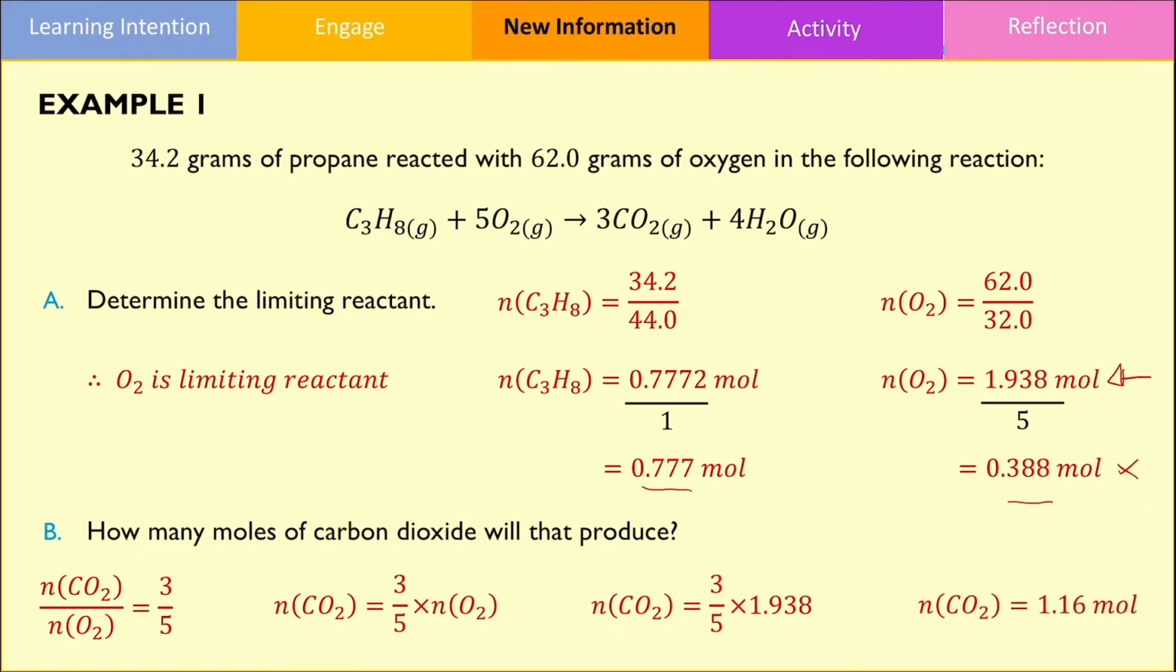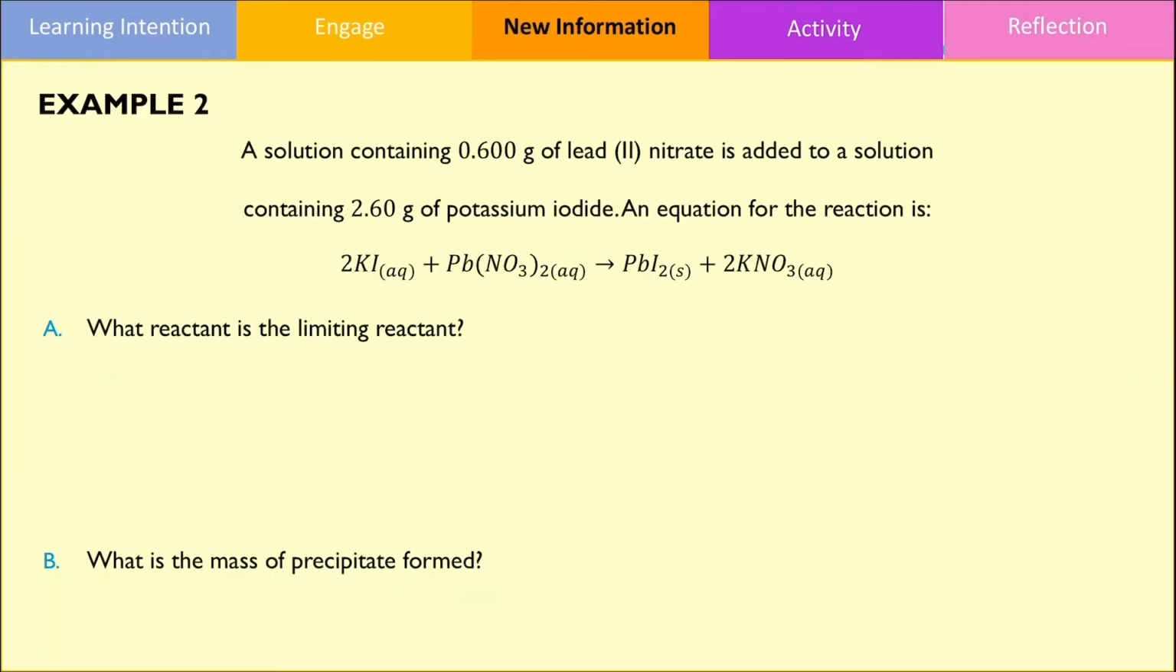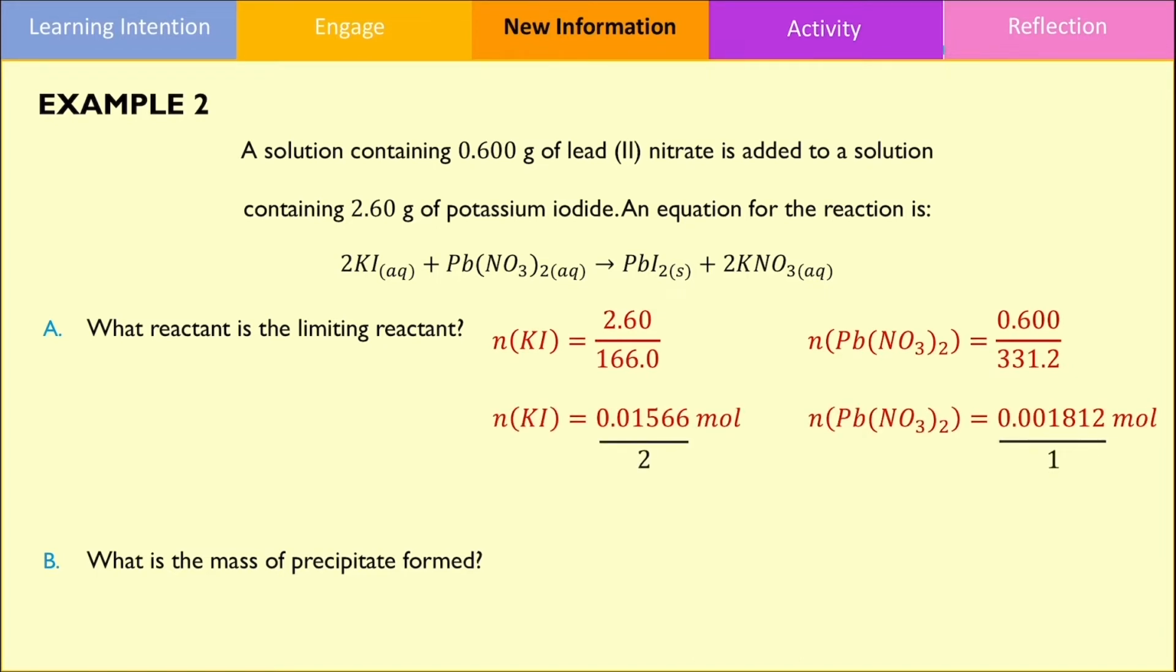In the next example, we've got a solution containing 0.6 grams of lead 2 nitrate added to a solution containing 2.60 grams of potassium iodide, and the balanced chemical equation has also been given. We begin by finding the limiting reactant by calculating the number of moles of each substance and then dividing them by their respective coefficients. Based on the numbers, we can see that lead 2 nitrate is a limiting reactant.